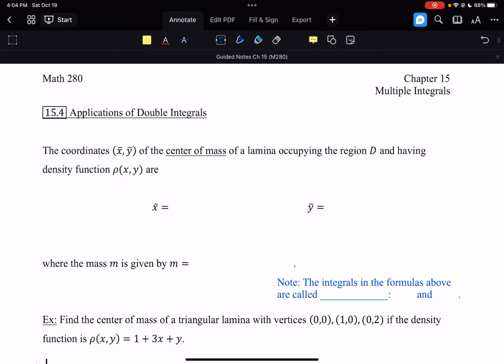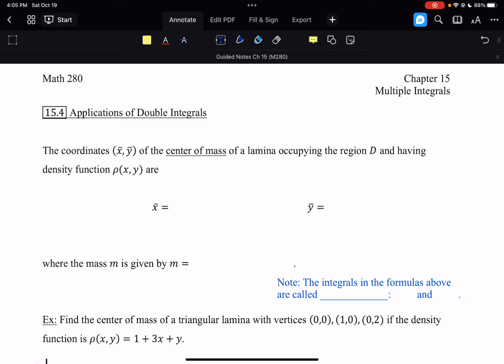Welcome to section 15.4. In this section, we are going to be very briefly looking at applications of double integrals. At this point in the course, our primary focus is on fundamentals and being able to get practice with the use of double integrals, but we take a small diversion here into a more applied field, and that is with the topic of center of mass or center of gravity.